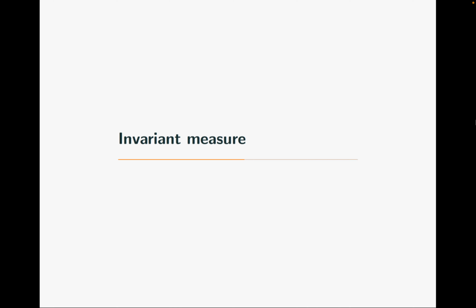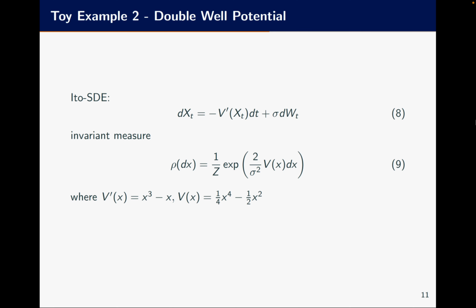Invariant measure. Let us look at another toy example, the double well potential. Here is the E2SDE and the invariant measure. For small drifts, i.e. the low temperature regime, each particle will likely be at one of the two minimizers.